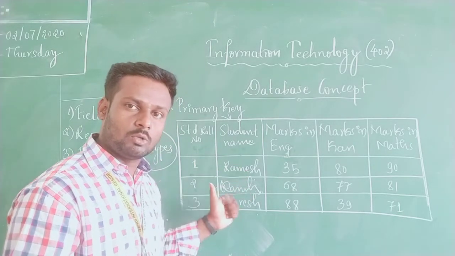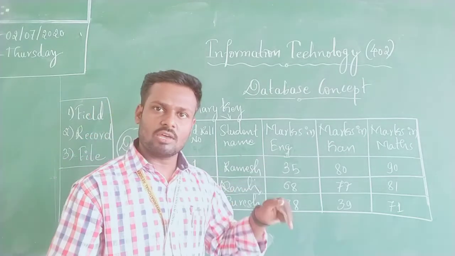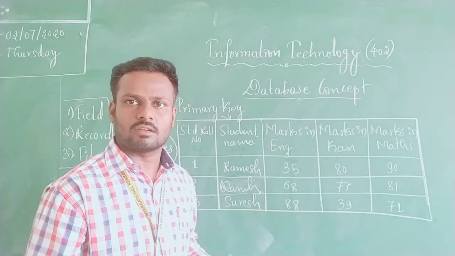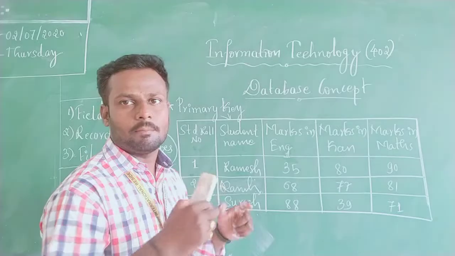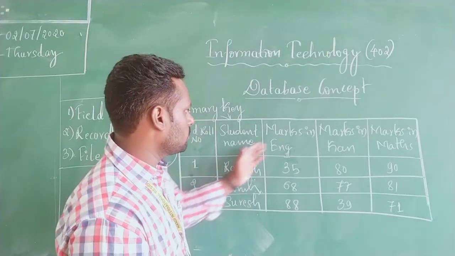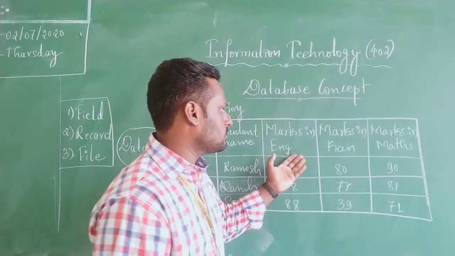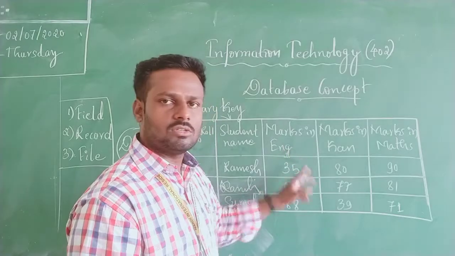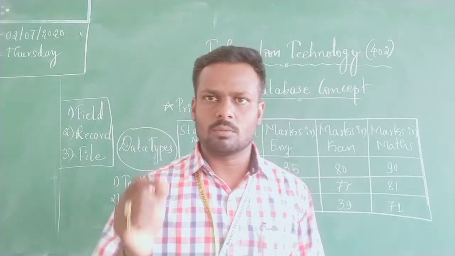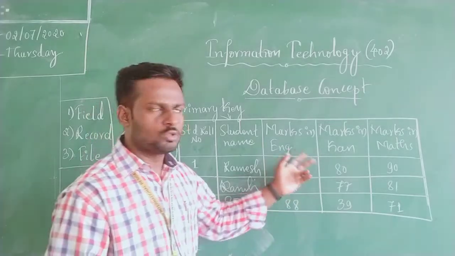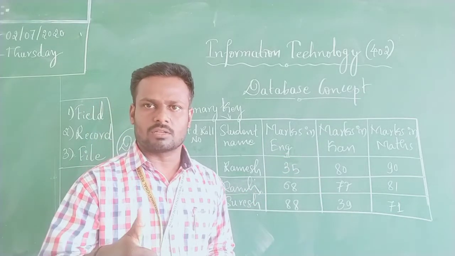If the second student also has the same name, then it will not be accepted. It means we should not make student name a primary key, right? So come to the marks. Suppose in the marks, you can take any subject. In the marks, two students having the same marks is possible, right? The possibility is there that two students have the same marks, right?